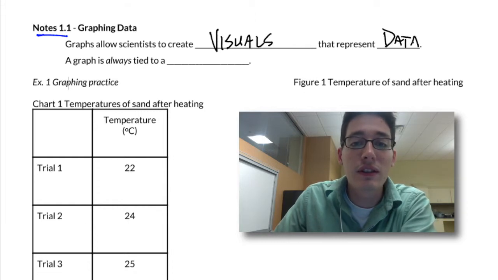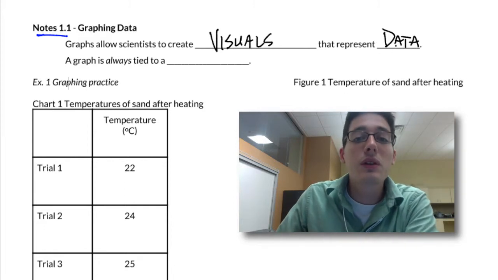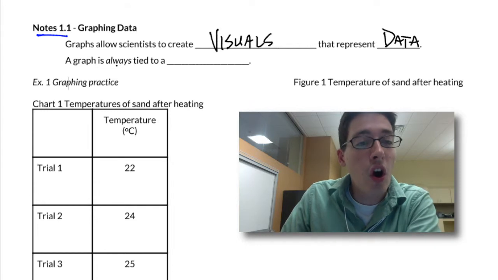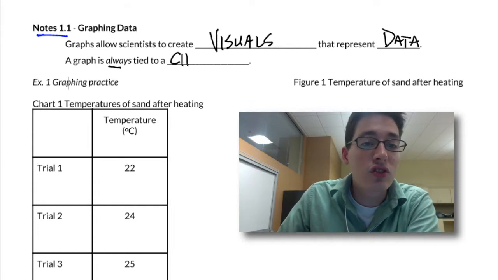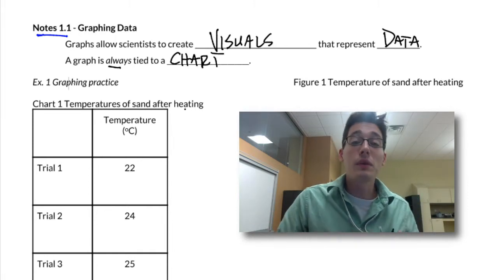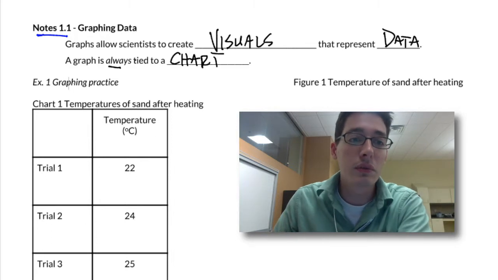And that's what I said in that objective, right there back at the beginning. So we're going to be taking information or data and putting it into a picture, and a graph is always, always, always tied to a chart. So we are going to be making a chart and a graph, or I'm going to give you a chart, you need to make a graph, or I'll give you a graph and you need to make a chart. So we're going to go all over the place with this.